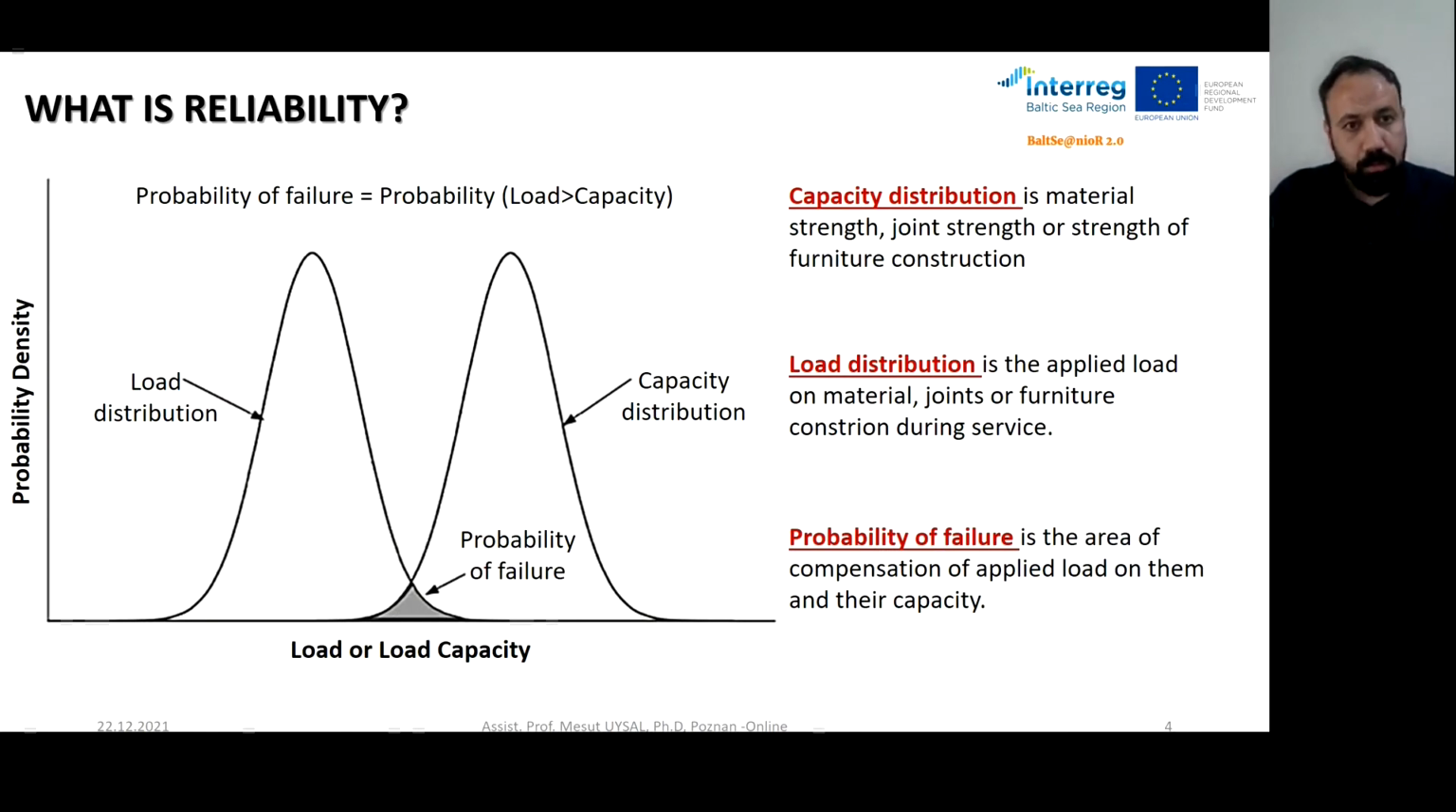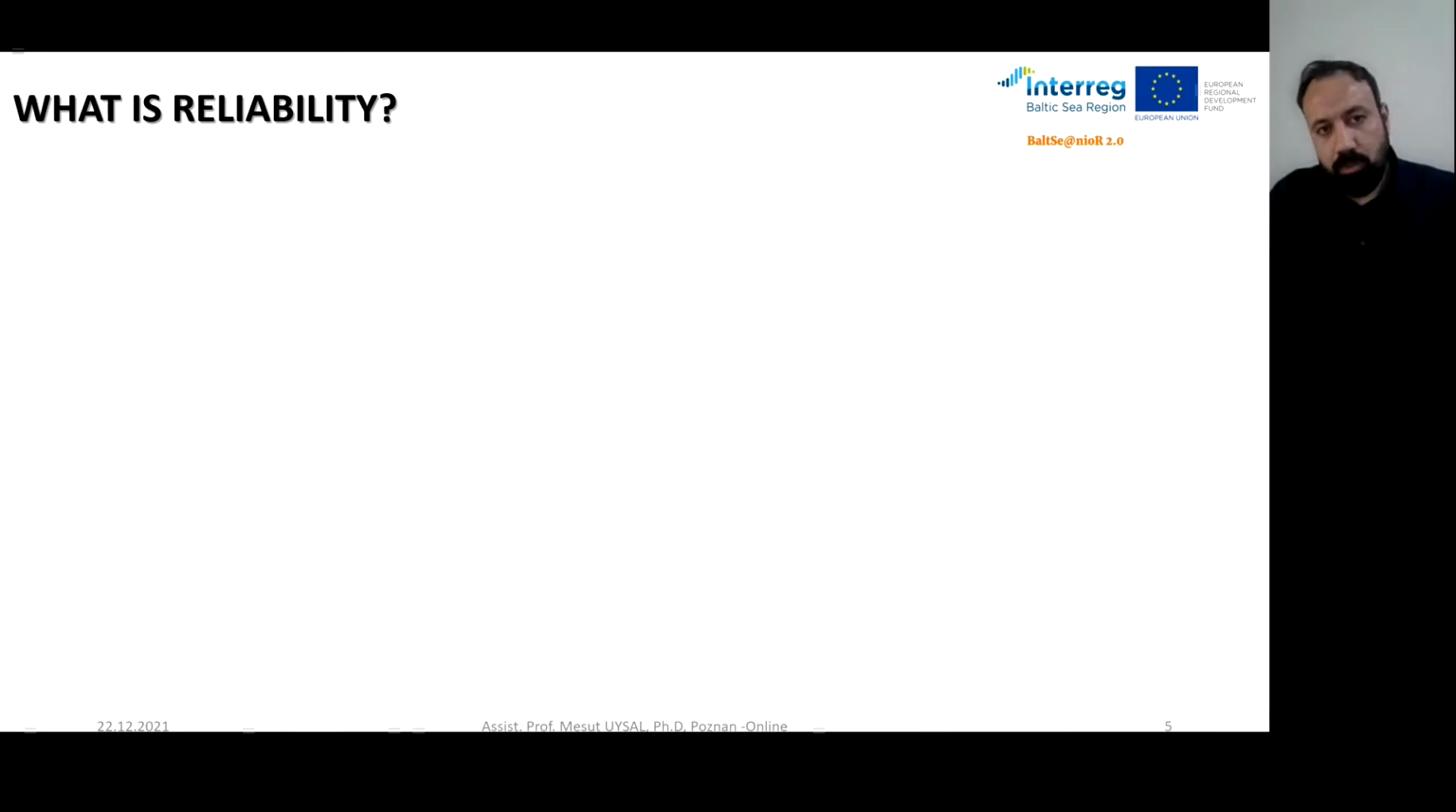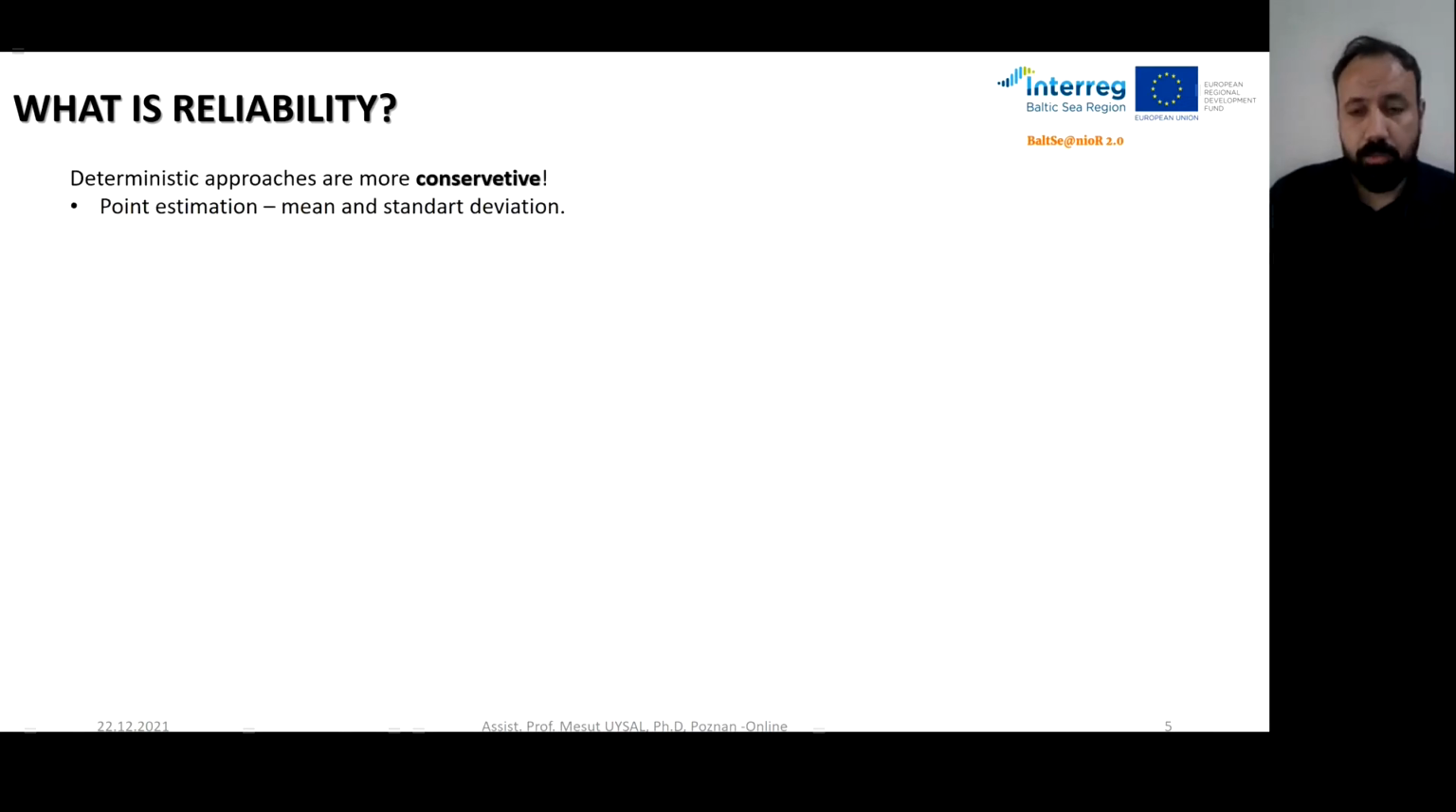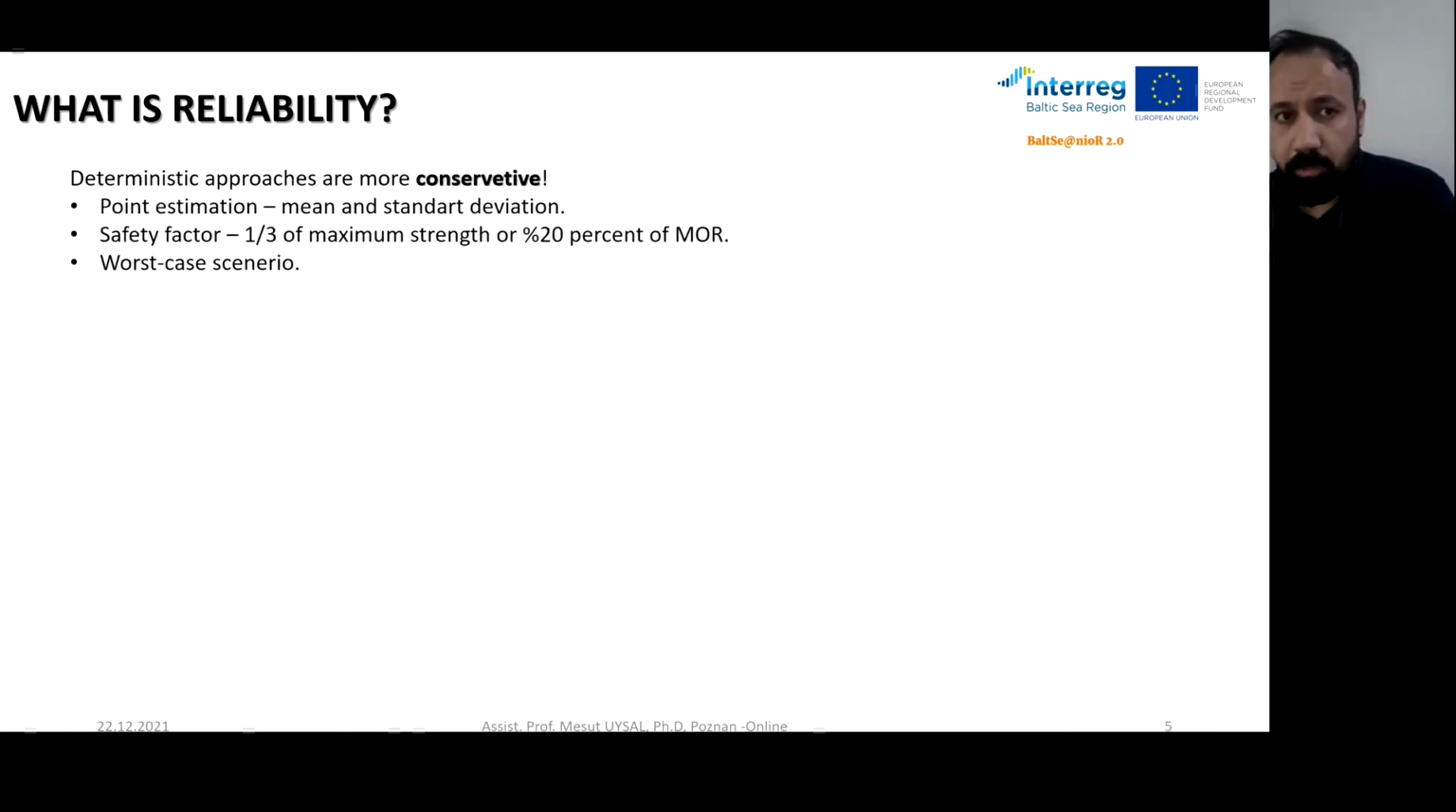For this one, we can just jump to some basic phenomena. In our title, we talk about the probabilistic approach. There are two approaches: one is the deterministic approach, the second one is the probabilistic approach. Deterministic approaches are more conservative than the probabilistic approach.